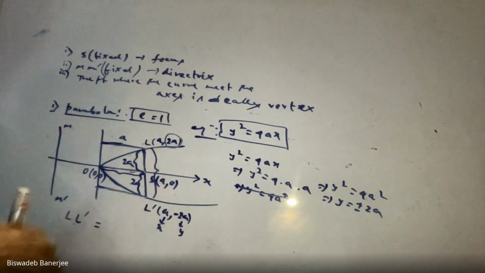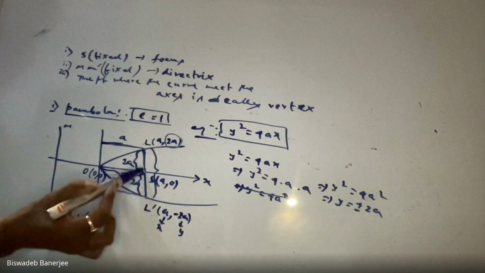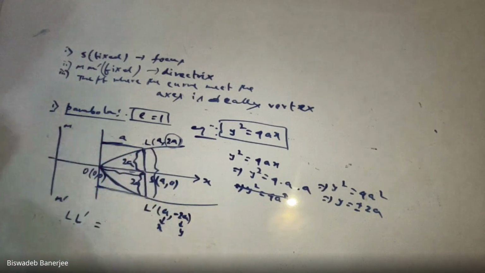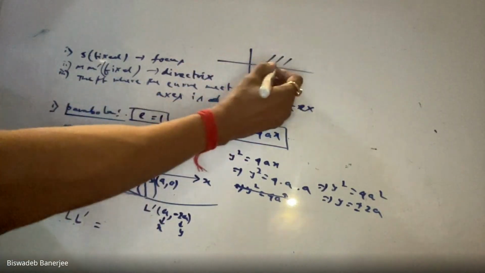Some students assume that this length is minus 2a. This is wrong. Length cannot be negative. So what is the meaning of this minus sign? The minus sign indicates it is the lower half. Lower half means negative half, because we know that for the coordinate axis, there is a positive half and there is a negative half.